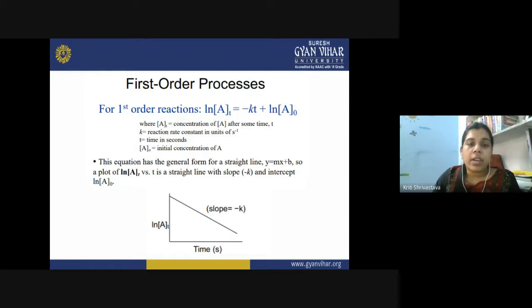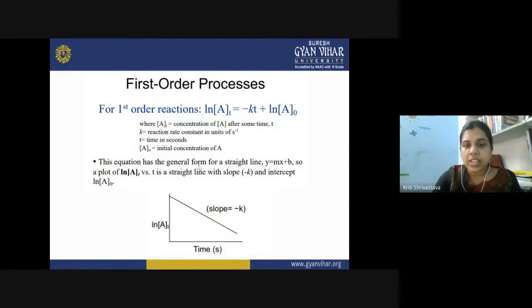Then moving forward, let us discuss the first order process. For a first order reaction, this would be the integrated rate law, which we have seen in the previous slide. When you have a first order process, if you double the concentration of one reactant, it will double the rate of the reaction as well. Here A_t is the concentration of A after some time t. Small k is the reaction rate constant in units of per second. t is the time in seconds. A naught is the initial concentration of A.